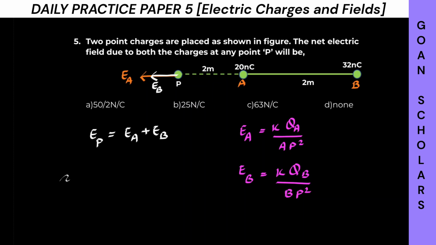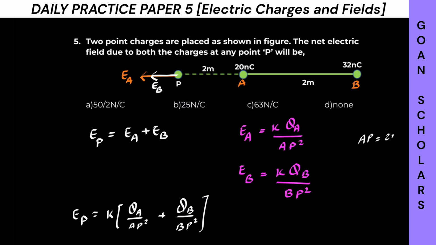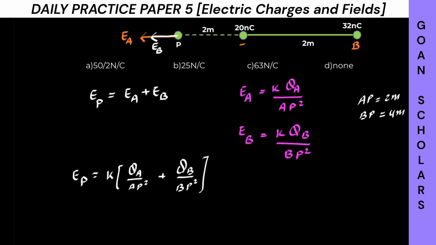So let's put it there, and the net electric field at point P will be EA plus EB, which is K taking common, charge QA upon AP square plus QB upon BP square. Now what is QA? The charge at A, 20 nanocoulombs, QB 32 nanocoulombs. What is AP and BP? Let's write it separately here. AP is nothing but 2 meters and BP is nothing but this 2 and this 2, which is 4 meters. So this is 4 meters. I hope this is clear.